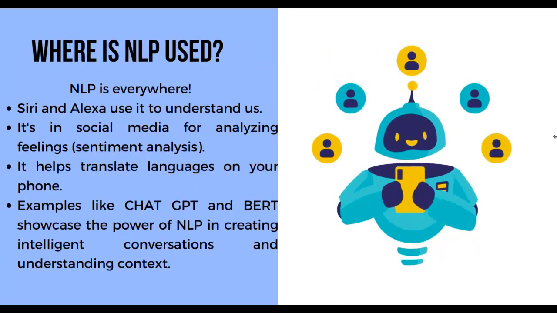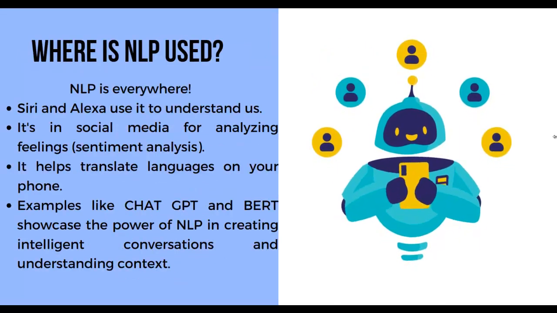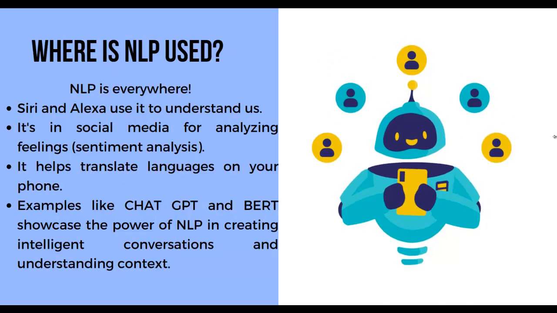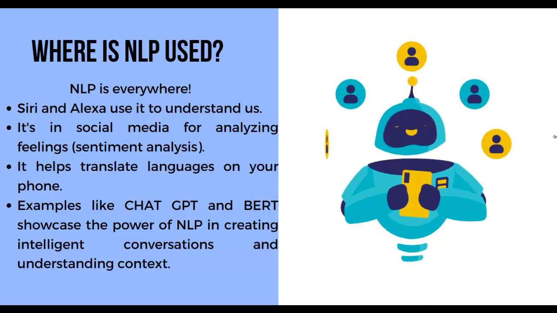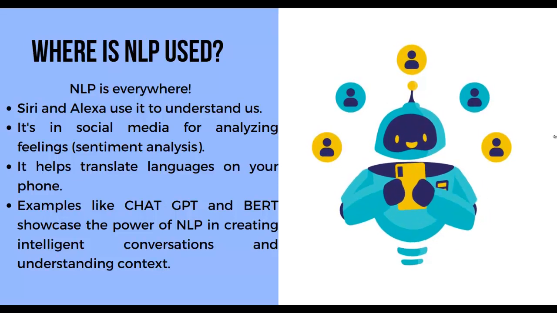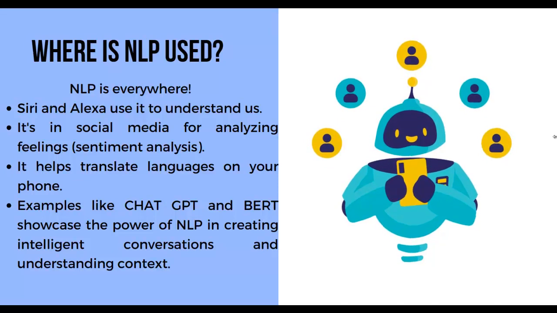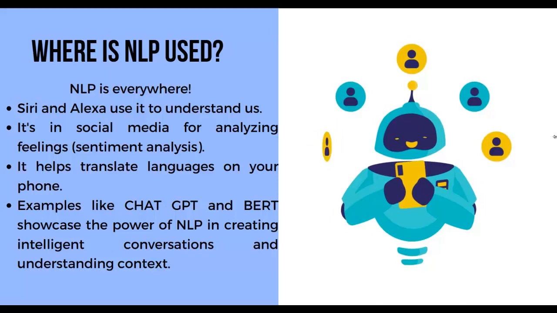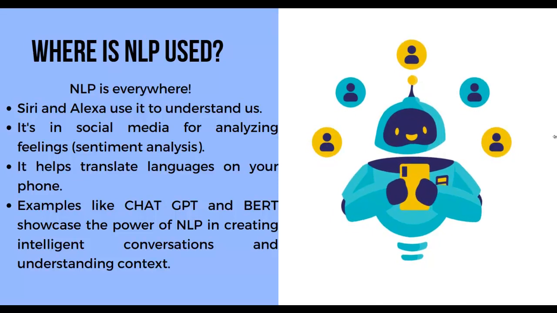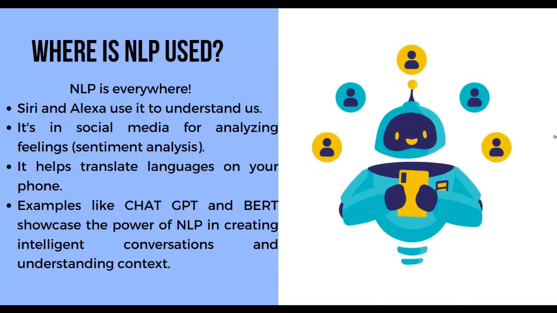Now, where is NLP used? Please remember, NLP is everywhere. It's used by Siri and Alexa to understand us. In social media, it analyzes feelings through sentiment analysis. NLP also plays a role in translating languages on your phone. Examples like ChatGPT and BERT showcase the power of NLP in creating intelligent conversations and understanding context.